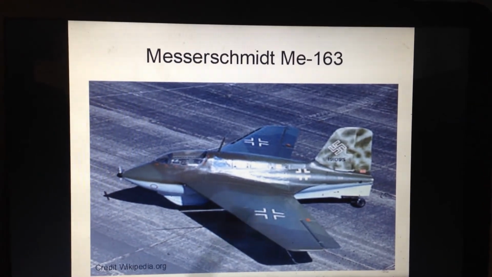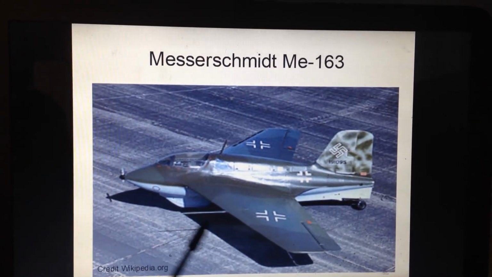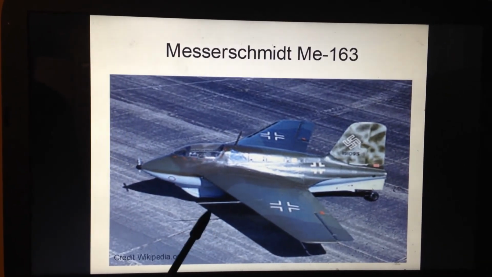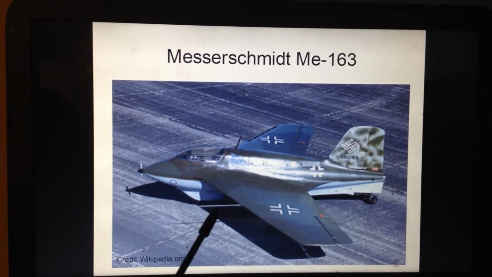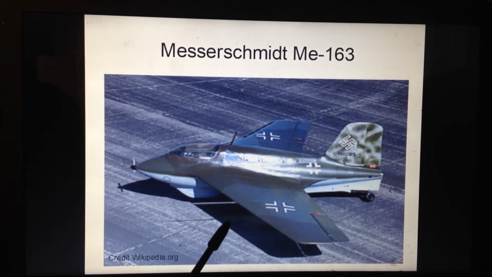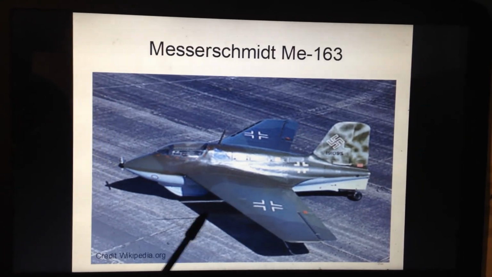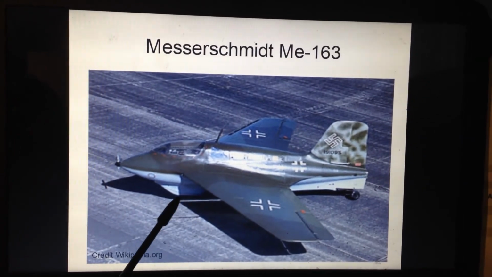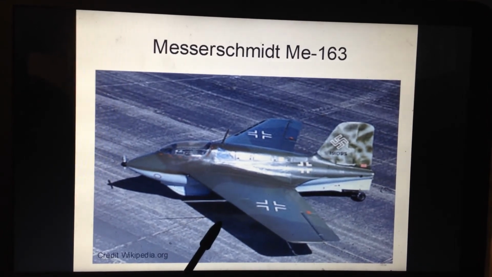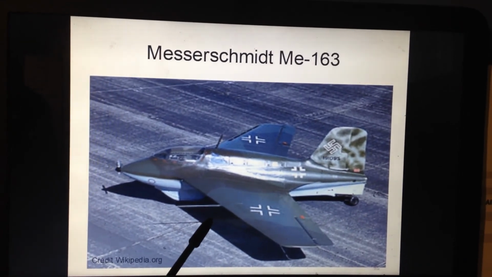So, rocket engine. A fun fact, this thing couldn't actually land with wheels. When it was taking off, it actually had a dolly, and it would ride along that until it took off, and then the dolly would fall off. And for landing, you had a retractable ski, and then you would retract that and then land on the runway.